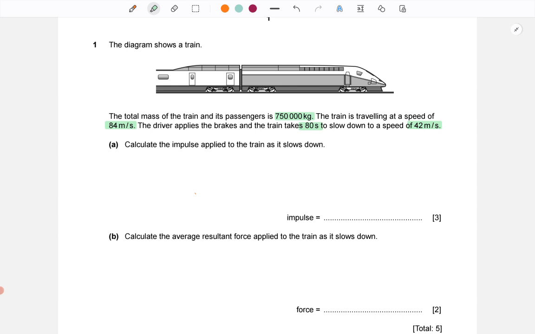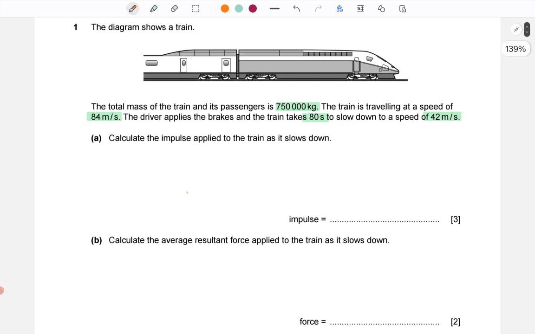Now let's see what you have to calculate. Calculate the impulse applied to the train as it slows down. Simply, you have to calculate the impulse. Now, which formula of impulse is applicable here? Because you have two formulas of impulse. One is the basic formula: impulse is equal to force times time, where F is force and T is time. Another formula of impulse is in the form of momentum: impulse is the change in momentum.